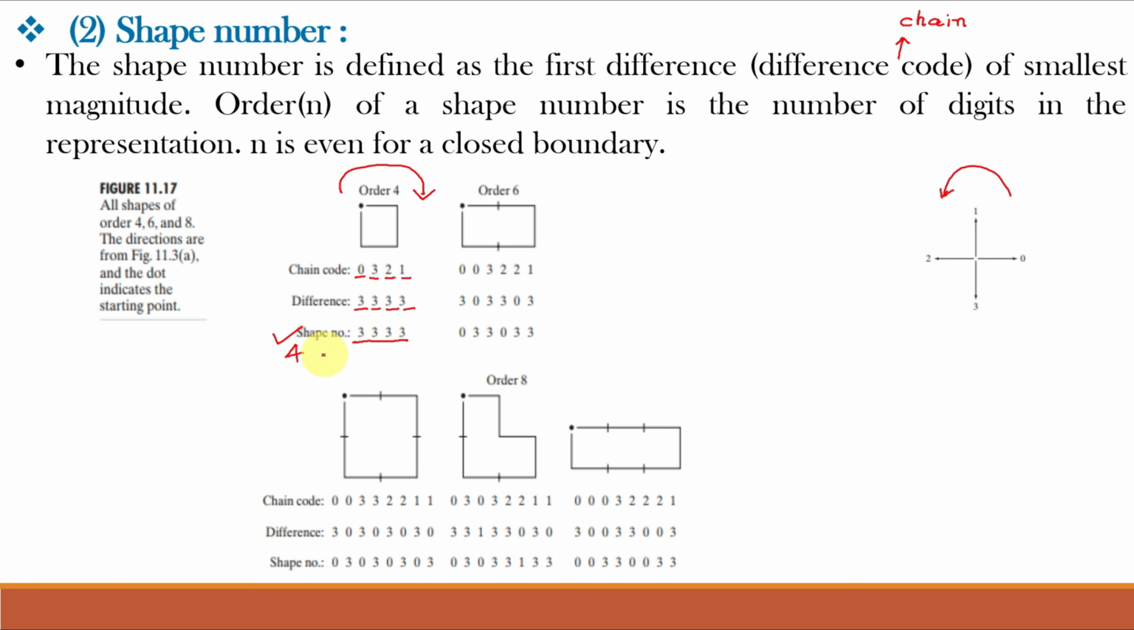Here there are 4 digits and n is even for a closed boundary. So this is a closed boundary and the n which we have received is also an even number. So this is how we find the shape number.